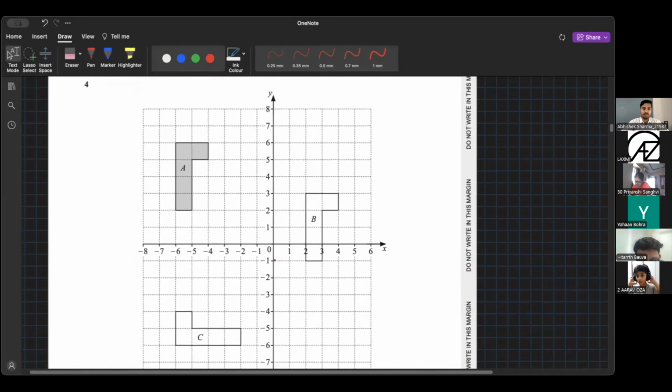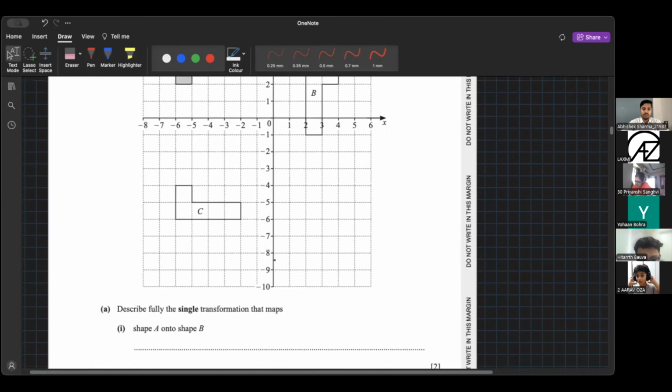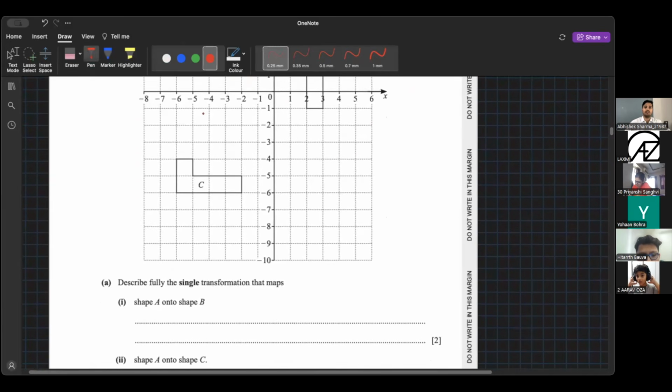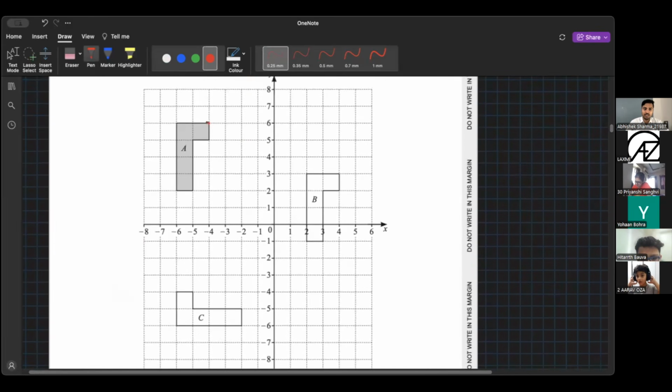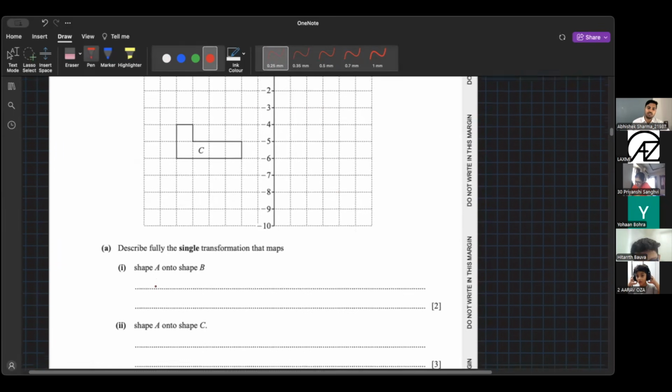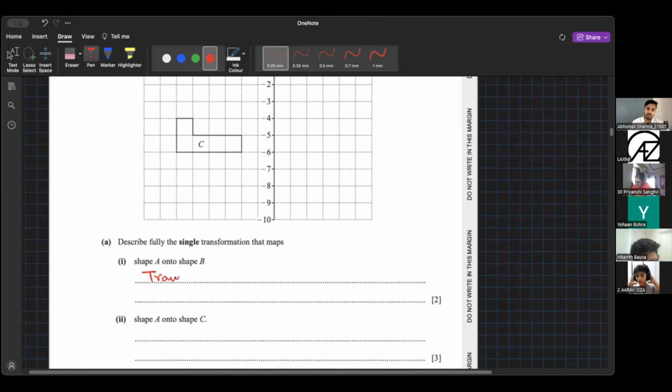To question number 4. Part a says describe fully the single transformation that maps shape A onto shape B. We can pick any vertex, let's say this one, and we are going 1, 2, 3, 4, 5, 6, 7, 8 units to the right and 3 units down. So this is the case of translation, which will be denoted by the column vector (8, minus 3), and that's the answer.